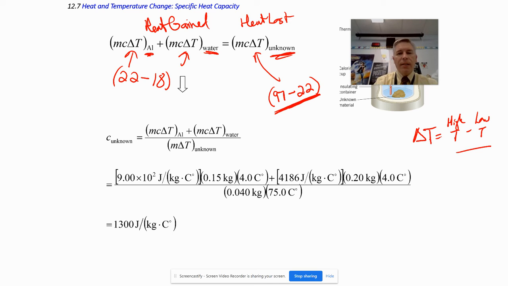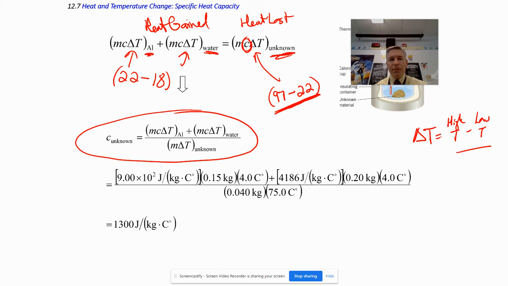Now when I try to solve for the specific heat of this little unknown, they have rearranged it. We've got everything on the left side, the heat gained by the aluminum cup and the water, divided by M, the mass of the unknown, and the change in temperature of the unknown. We put in the different materials. The specific heat capacity of aluminum is 900 joules per kilogram degrees Celsius, something we can look up on our chart. It is 0.15 kilograms, and it changes temperature by 4 degrees Celsius, that 22 minus 18. Here is our water, it's 0.2 and 4, and we're good.